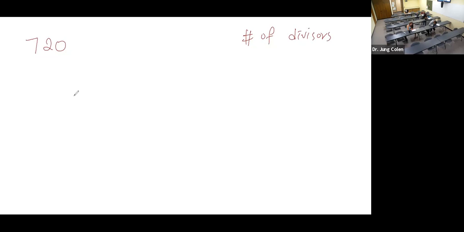First thing is, what are you going to do first? You're going to find the prime factorization, right?